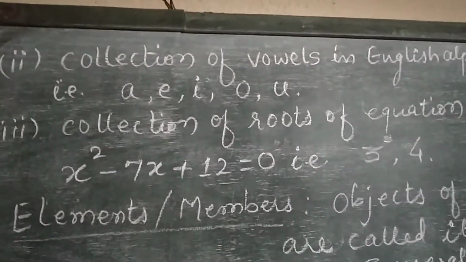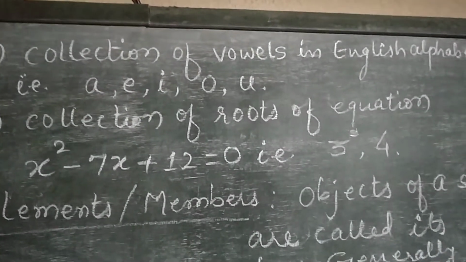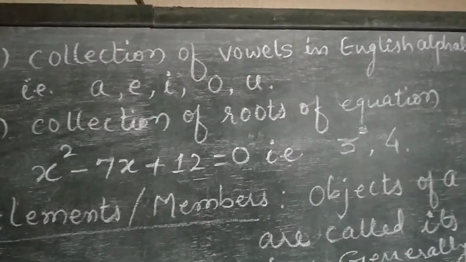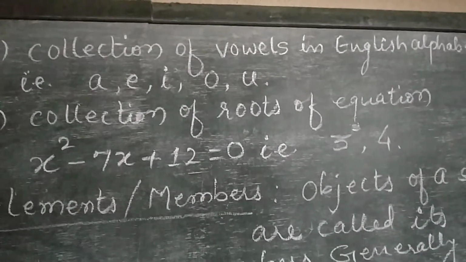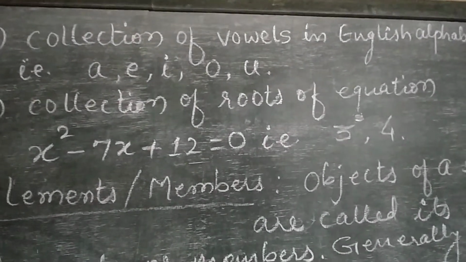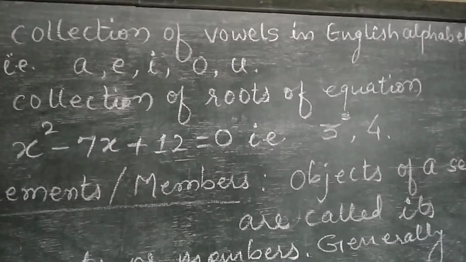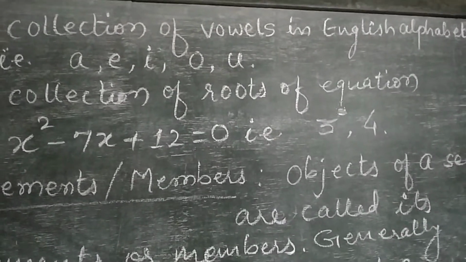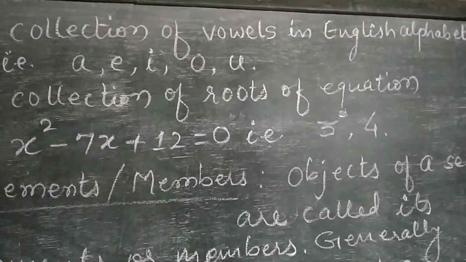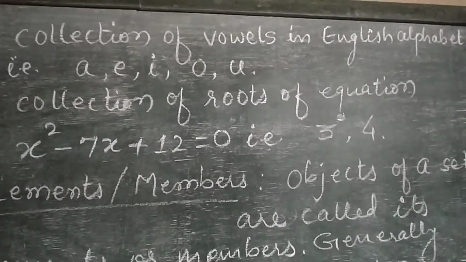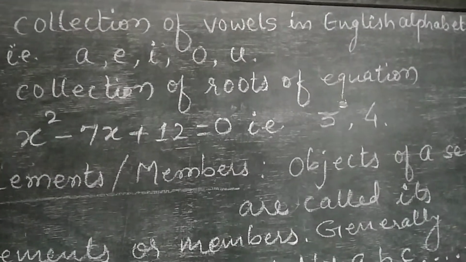Now we'll take the second collection. Collection of vowels in English alphabet. A, E, I, O, U. So what is the definition of vowel? An alphabet in the pronunciation of which there is no help of the other alphabet. A, E, I, O, U. But when we pronounce the other alphabet like B, it contains the sound of E. So it will not be a vowel. It is called a consonant. So the collection of vowels in English alphabet is well defined. So it will be a set. A, E, I, O, U.